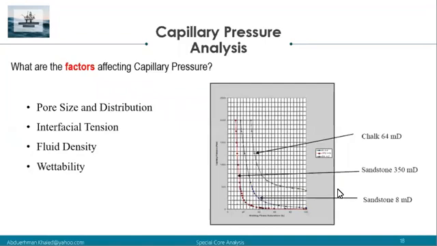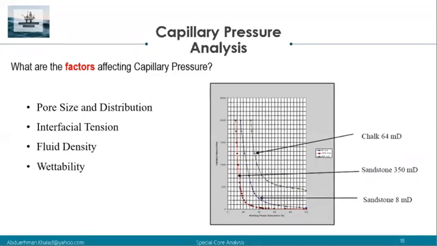Now let's see what factors affect the capillary pressure. We've talked about pore size and distribution, and let's summarize this in 4 points. As I said earlier, the pore size and the distribution of pore sizes present in the rock are probably the strongest influences on capillary pressure behavior. In this example, there are 3 different systems: we have chalk, and we have sandstone with high and low permeabilities.